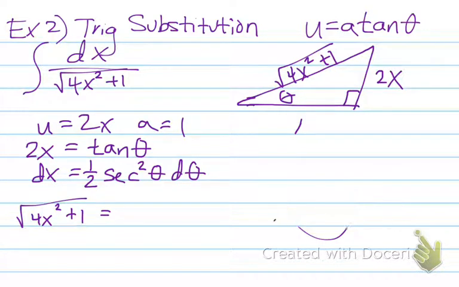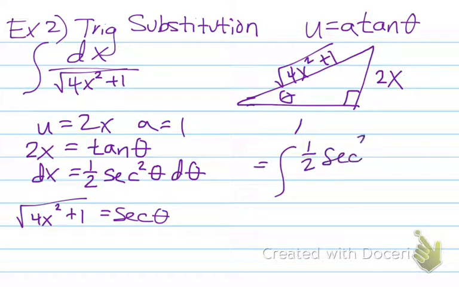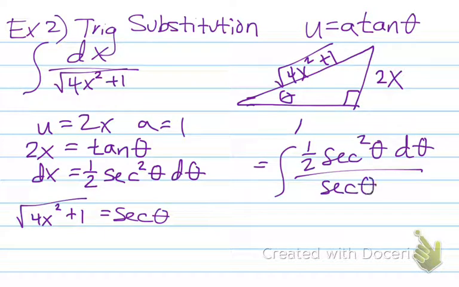So I have that the square root of 4x squared plus 1 is equal to secant theta. So when I plug those two things into my integral, I get the integral of dx, so 1/2 secant squared theta d theta, divided by the square root of 4x squared plus 1, which is secant theta. One of my secant thetas on top cancels with the one that I have on the bottom. So what I'm left with, if I take out that 1/2, is 1/2 times the integral of secant theta d theta.